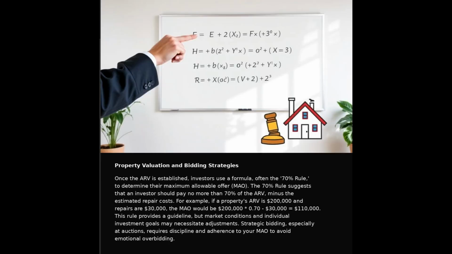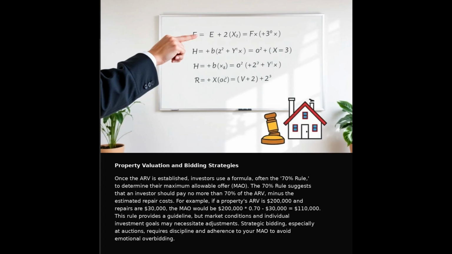Once the ARV is established, investors use a formula, often the 70% rule, to determine their maximum allowable offer, MAO. The 70% rule suggests that an investor should pay no more than 70% of the ARV, minus the estimated repair costs. For example, if a property's ARV is $200,000 and repairs are $30,000, the MAO would be $200,000 times 0.70 minus $30,000 equals $110,000. This rule provides a guideline, but market conditions and individual investment goals may necessitate adjustments.